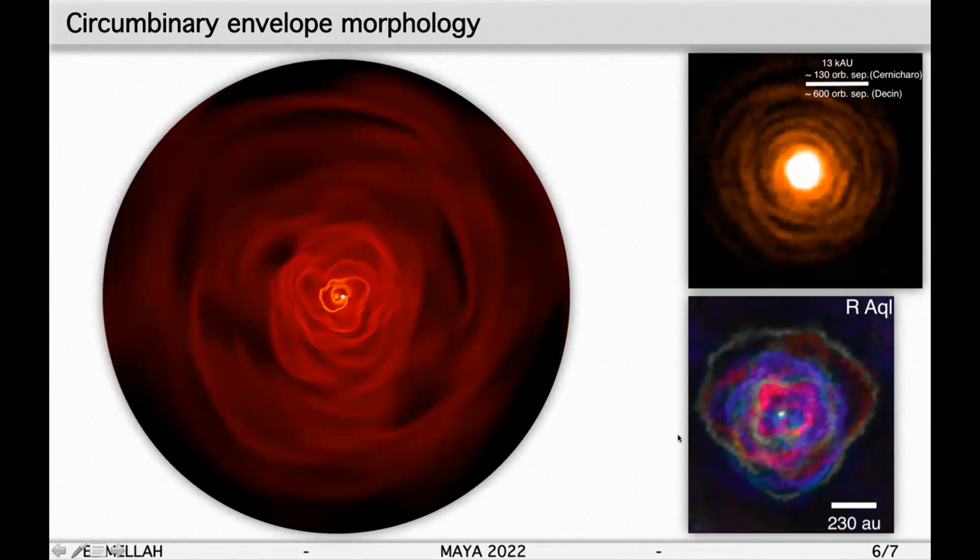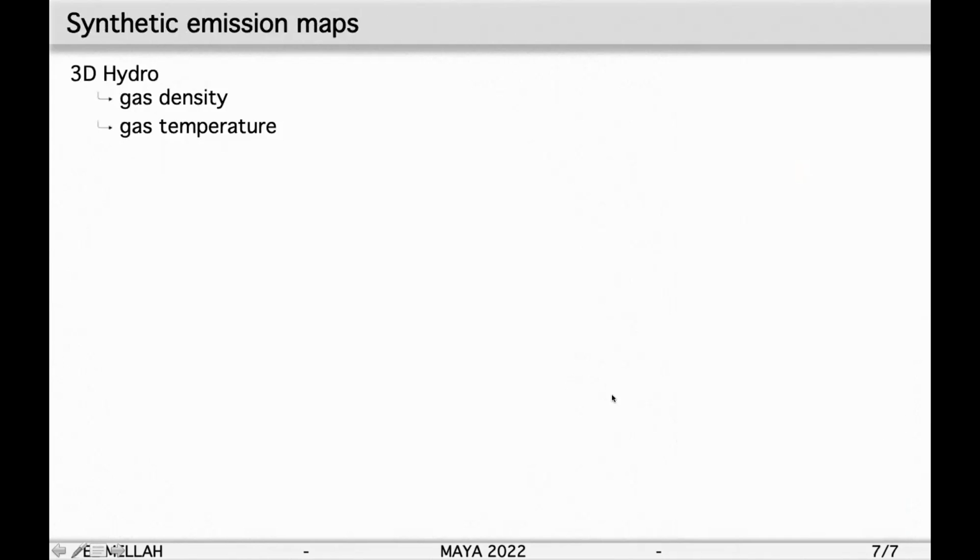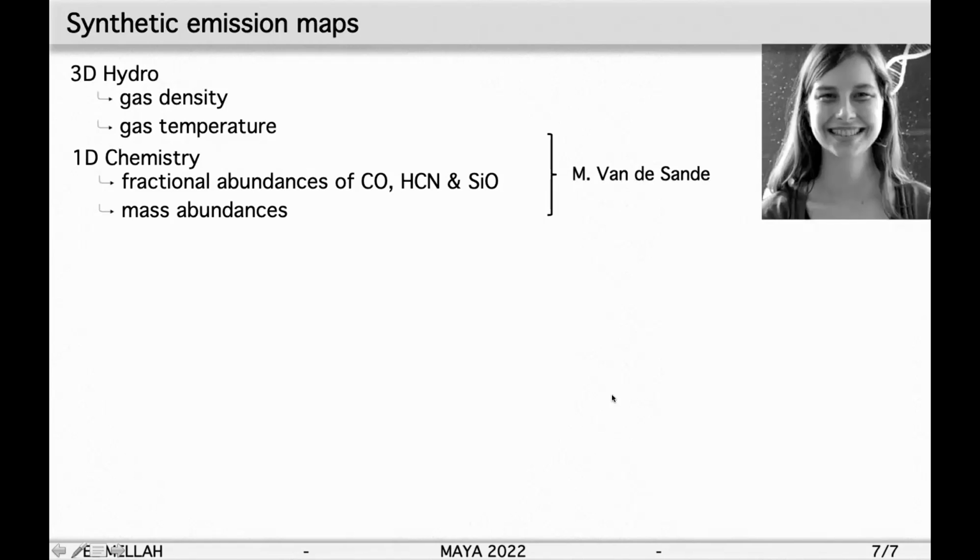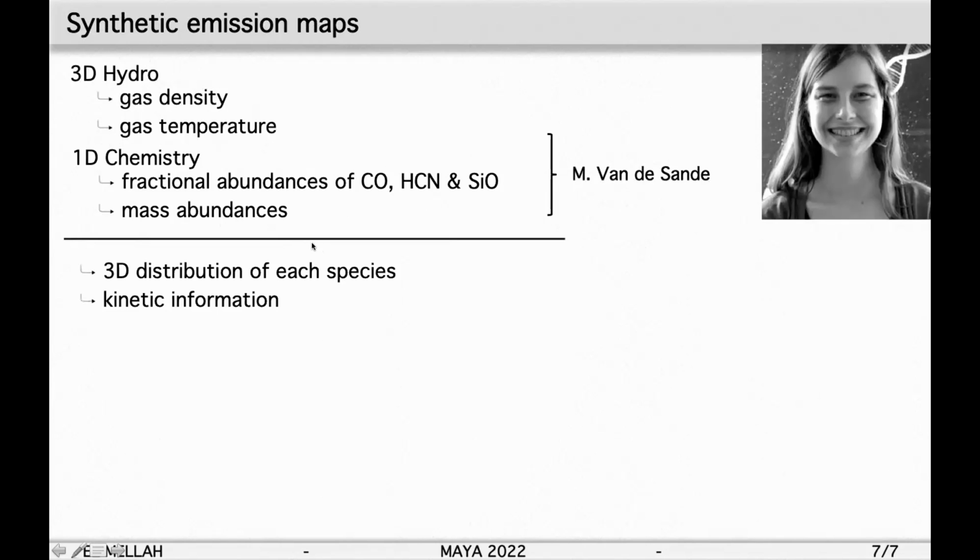So here I've told you about density maps, but that's not what we are looking at, right? We are looking at synthetic molecular line emission maps. To produce synthetic observables from the simulations, we followed this procedure. We use the 3D hydro distribution. We use the chemistry profile for the fractional abundance of CO, for instance, obtained by Marie Van de Sande at K11. Then it gives you in each point of your simulation space the mass abundance of each species, and you get the kinetic information in terms of speed.